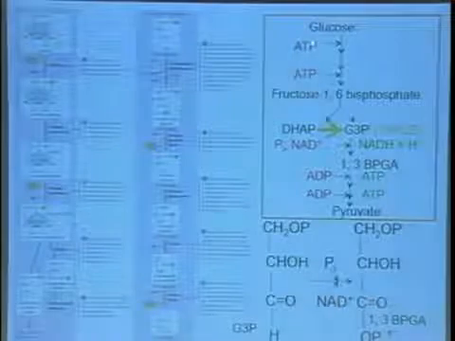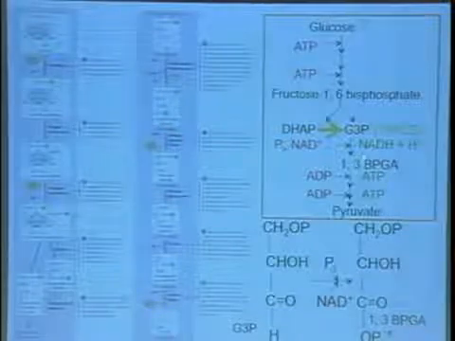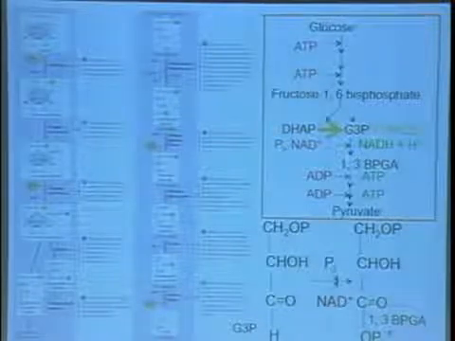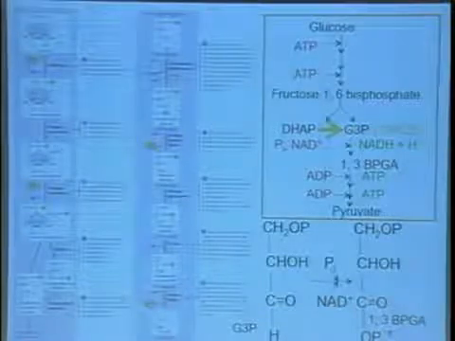So I tried to show red inputs, green outputs. So here we're incorporating inorganic phosphate so that later on we can get a phosphorylated organic compound to do the substrate level phosphorylation. Any questions about that? That is a key step there. That's the one thing Dr. Malkin has talked about repeatedly about glycolysis.